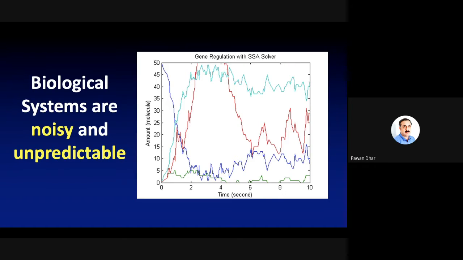So when you construct something, you have to deal with a system which is noisy. That means the expression levels go up and down all the time. So you cannot catch a point in the graph and say, this is my gene expression. No, it's a pattern. It's not just one point. And also it's unpredictable because you're dealing with nonlinear systems, right?